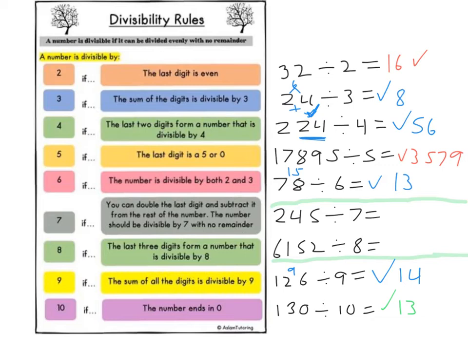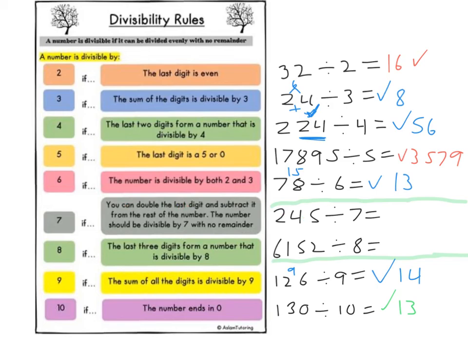Okay, now the only remaining rules we have are the 7 and the 8. The ones that we talked about already, I use more. These ones I do not find as helpful. Supposedly they work, but with the 7, it says it is divisible if you can double the last digit and subtract it from the rest of the number. The number should be divisible by 7 with no remainder. That word should tells me that it doesn't work all the time. But first let's look at this example where it does work.